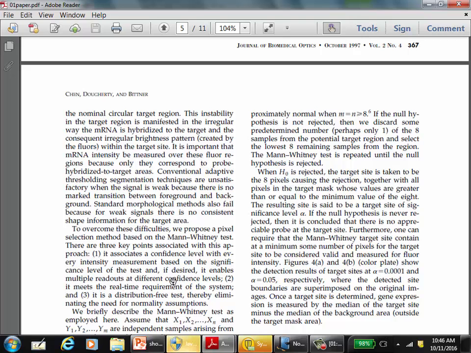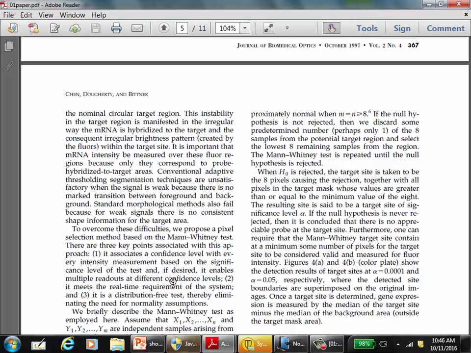And that's what it says here. When H0 is rejected, the target site is taken to be the 8 pixels causing the rejection, together with all pixels in the target mask whose values are greater than or equal to the minimum value of the 8. That's what I said right now. And the resulting site is said to be a target site of significance level alpha.